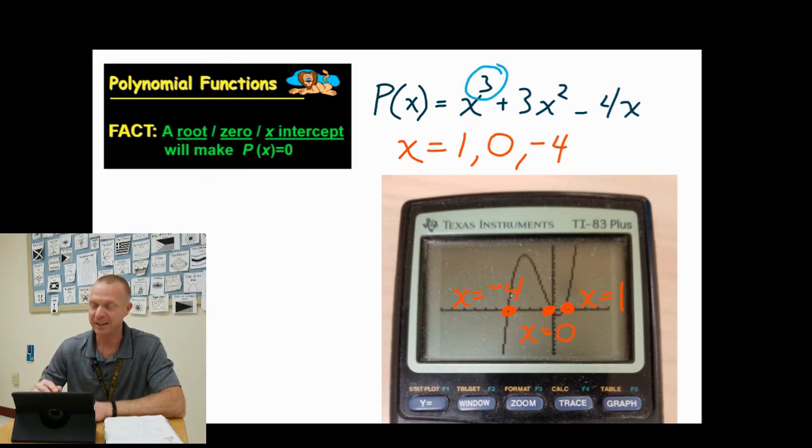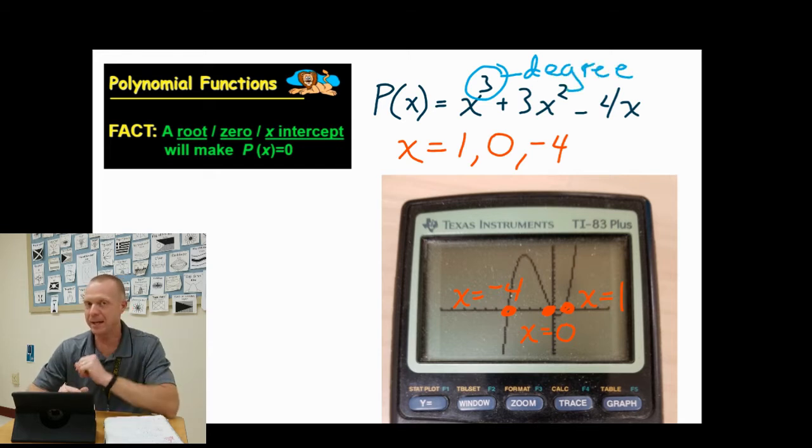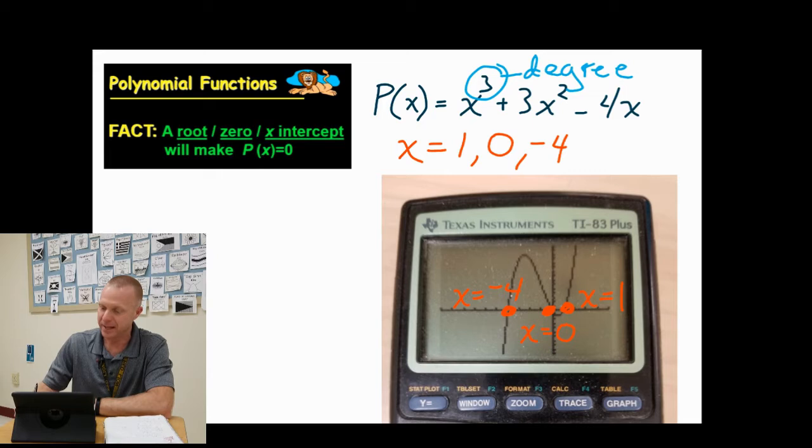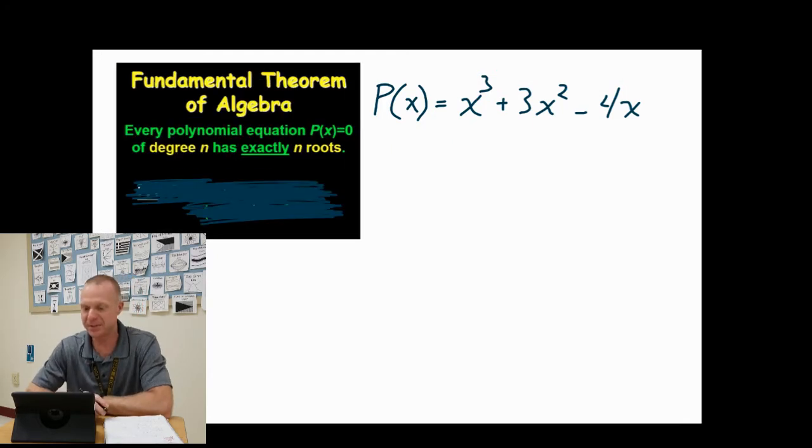Are you looking at the degree of 3? Now remember, degree is a fancy word for the highest exponent. But you see, the degree of your polynomial will always determine the number of roots. And that, ladies and gentlemen, is the fundamental theorem. Now, the fundamental theorem says that every polynomial of degree n is going to have exactly n roots. In other words, the highest exponent will determine the number of roots in your function.